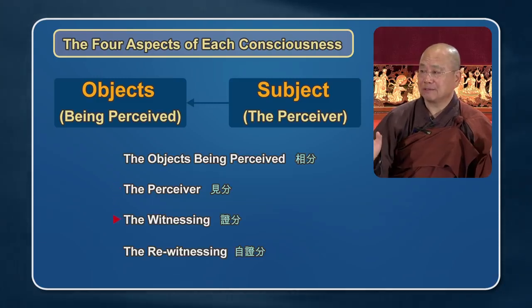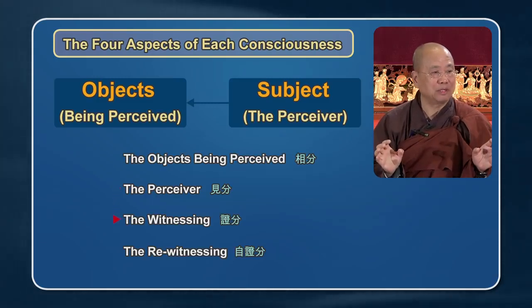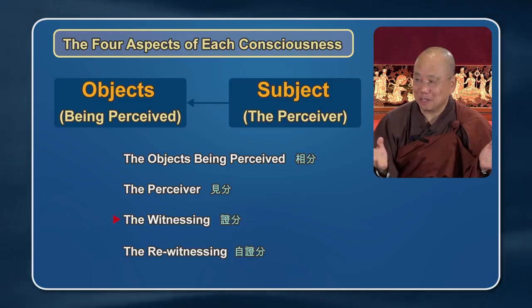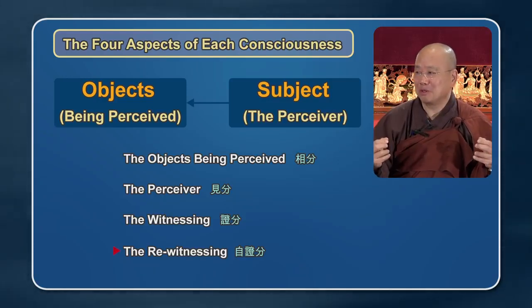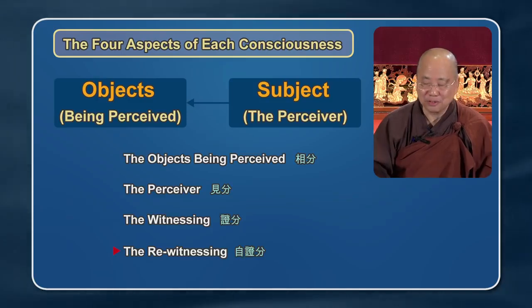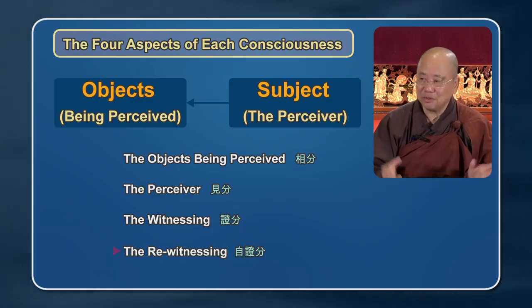So the perceiver, the subject, is perceiving the object. But not just that, there's also a witnessing part to it. You may not realize it subliminally, and there's also a re-witnessing part to it. You may not realize it, it's not obvious. Let me give you an example.